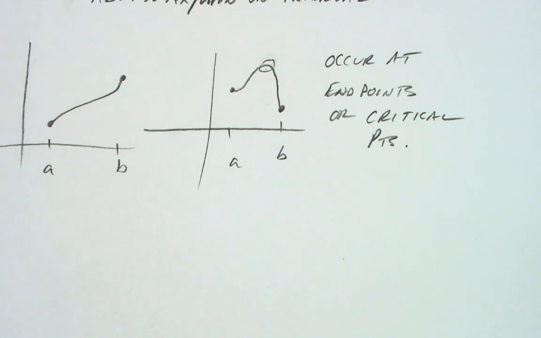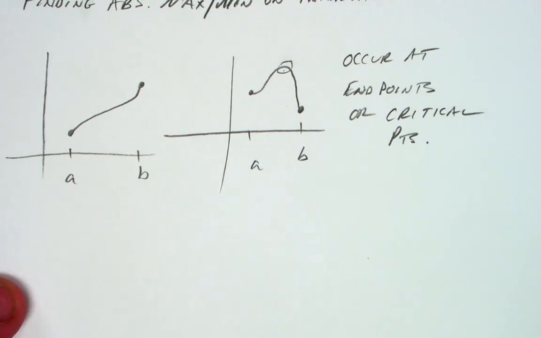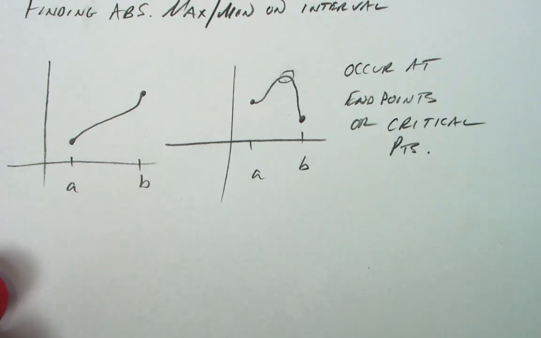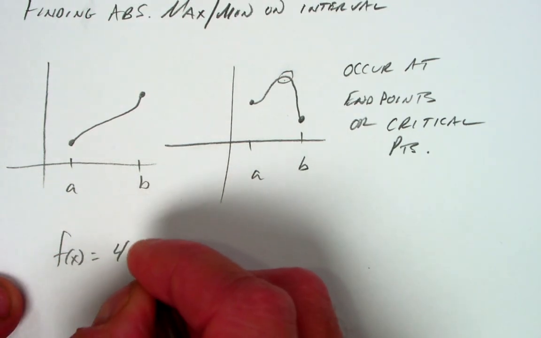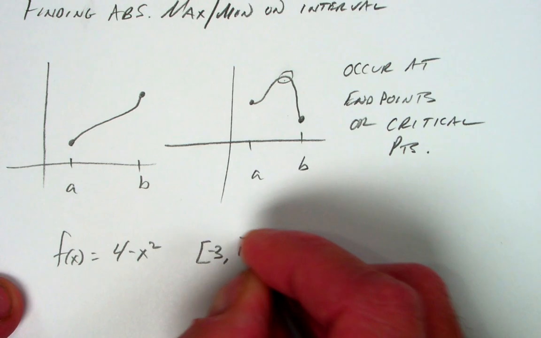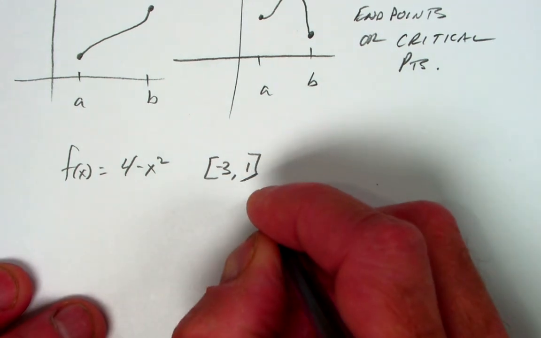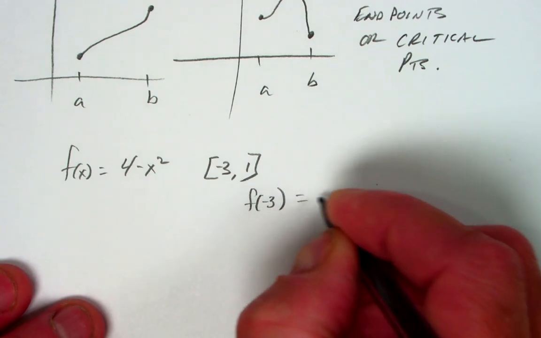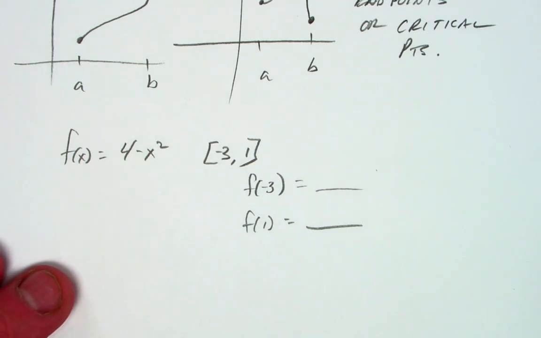So here we go. Today we're going to do this problem. We're going to find the absolute maximum and minimum on this interval. We're going to do f of x equals 4 minus x squared on the interval from -3 to 1. So here's what we have to evaluate. We need to evaluate the endpoints. F of -3, what is it? F of 1, what is it? And we also need to evaluate it at any critical points.